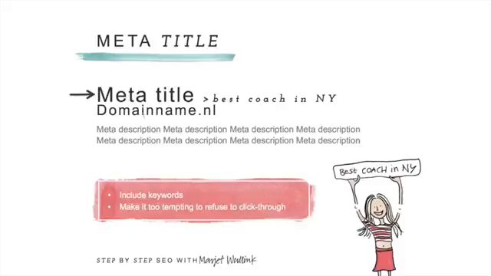Your meta title is a title that describes your website in a short sentence of 96 characters. You could use something like best coach in New York. It is important to put keywords into your meta title. A keyword is a word that describes what you do and also what your audience is looking for. In a later video, I will show you how to do a keyword research to find your keywords. Furthermore, it is important that you make your meta title too tempting to refuse to click through.